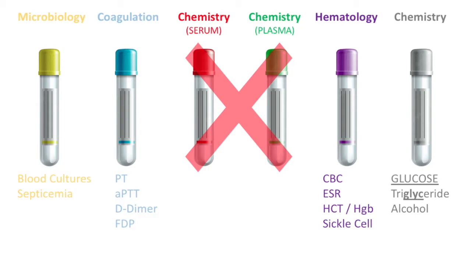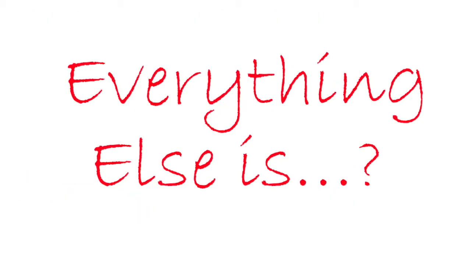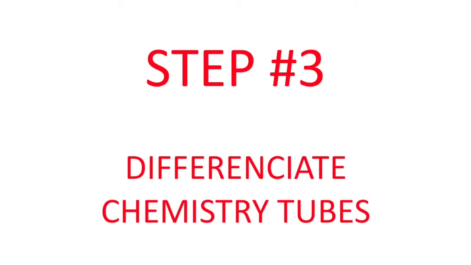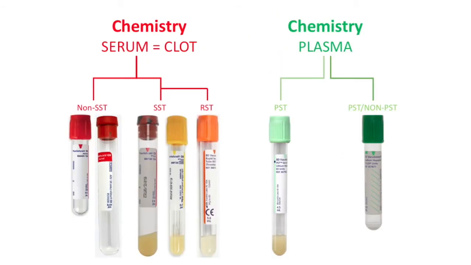Our coagulation light blue is PT, APTT, D-dimer, and FDP. Our hematology, our lavender tube, can test for CBCs, ESRs, hematocrit, hemoglobins, and sickle cell. And our gray is for glucose and blood alcohol. Because everything else goes straight to your chemistry tubes, now all you have to do is step 3, differentiate between your chemistry tubes. Which is serum and which is plasma?